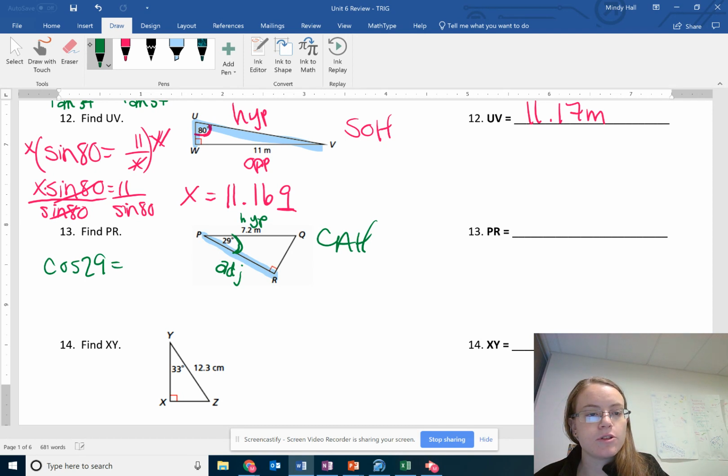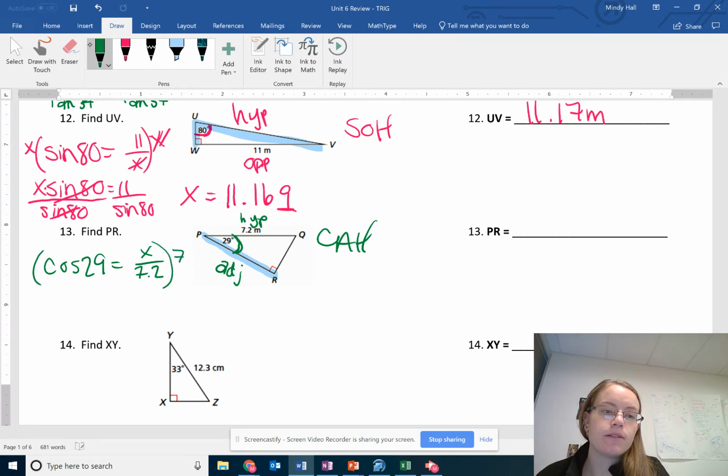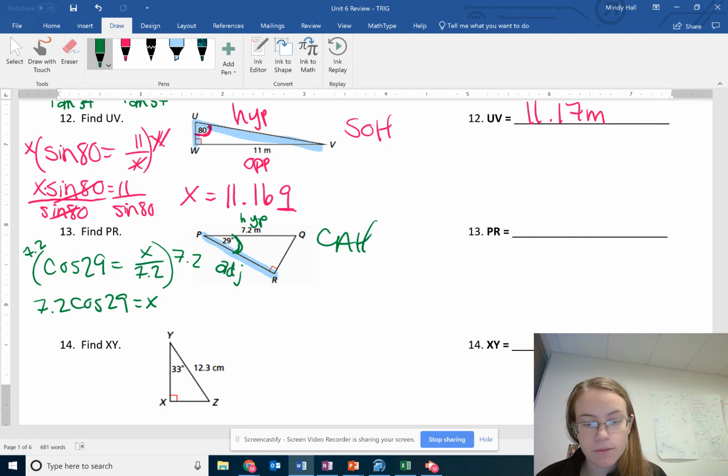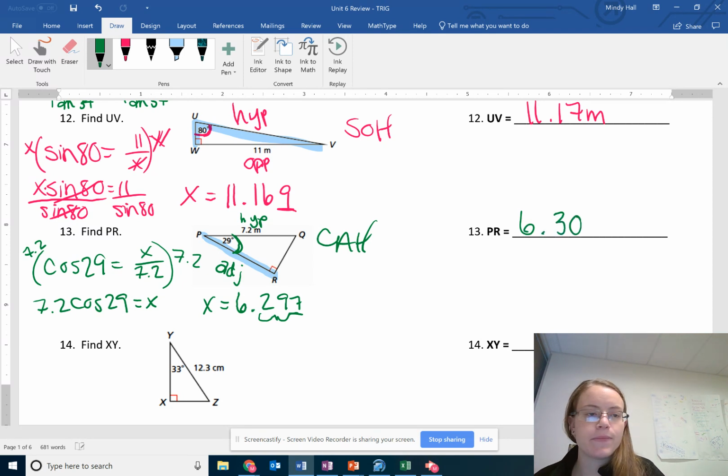So we have cosine of 29 equals adjacent, which we don't know, over hypotenuse, which we know is 7.2. So then to solve this, we just have to multiply by the denominator. So 7.2. And some of you may not actually write this step that I just wrote, but when you do 7.2 times the cosine of 29, you get that x is 6.297. So that 7 tells us we need to round up. So now we're going to have 6.30. Okay.